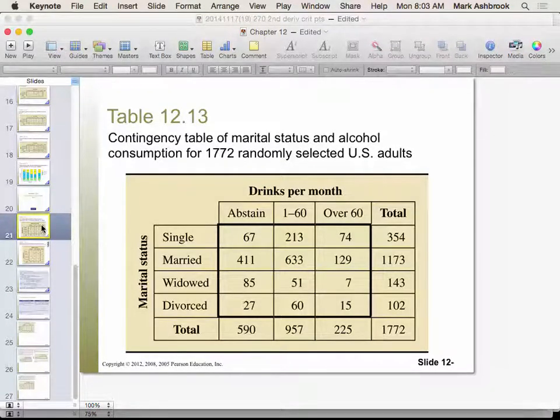So the first example here is marijuana and now drinks per month. Contingency table of marital status and alcohol consumption for 772 randomly selected U.S. adults. Okay, so what are the variables? The first variable is marital status: single, married, widowed, divorced. That's a variable. Go from person to person, it changes, right? Drinks per month is another variable, and they've got three categories: don't drink, 1 to 60 per month, over 60 per month.